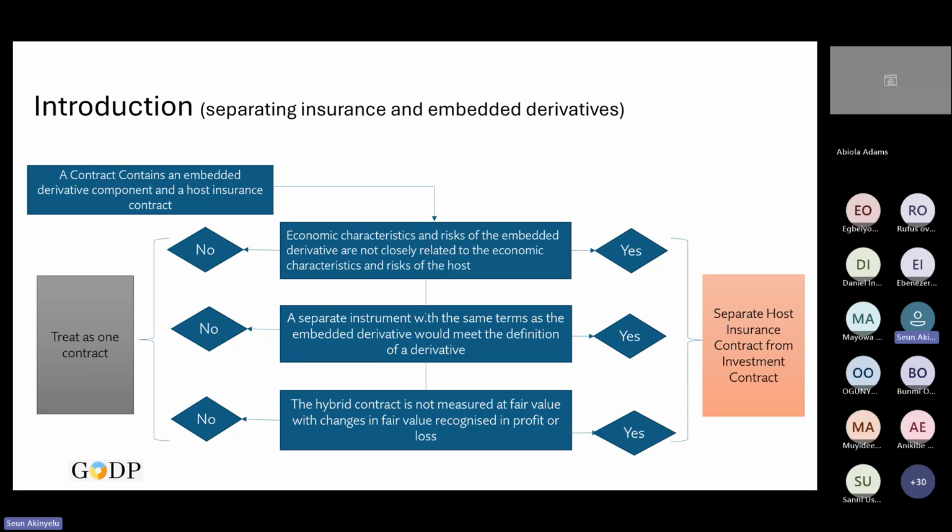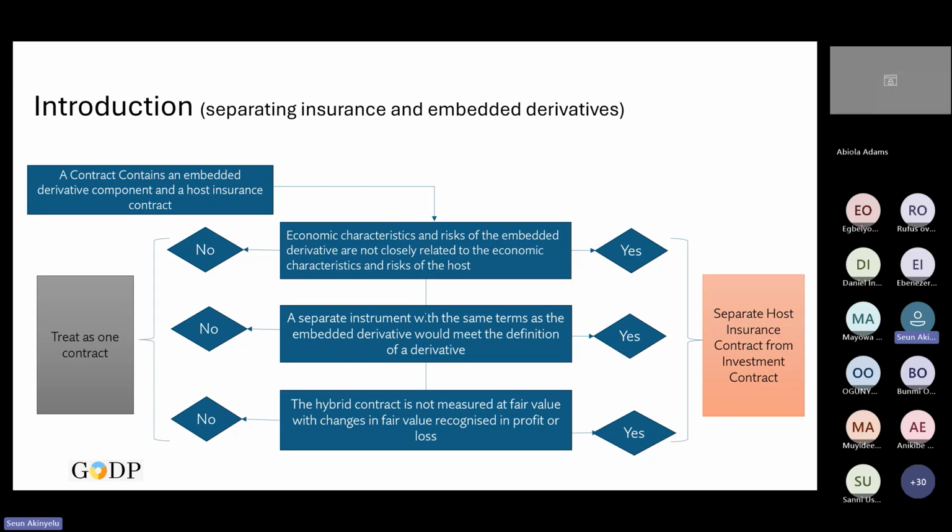You will treat the two components as one contract. If not, you will separate the two contracts. So when it's an embedded derivative, you take it through these three tests. Look at the economic characteristics: whether the embedded derivative and the insurance contract have almost the same economic characteristics, or can you separate them? Or that hybrid instrument, is it measured at fair value through P&L? If it's measured at fair value through P&L, so also is your normal insurance contract. So why break it? And that is why you might want to treat it as one contract.